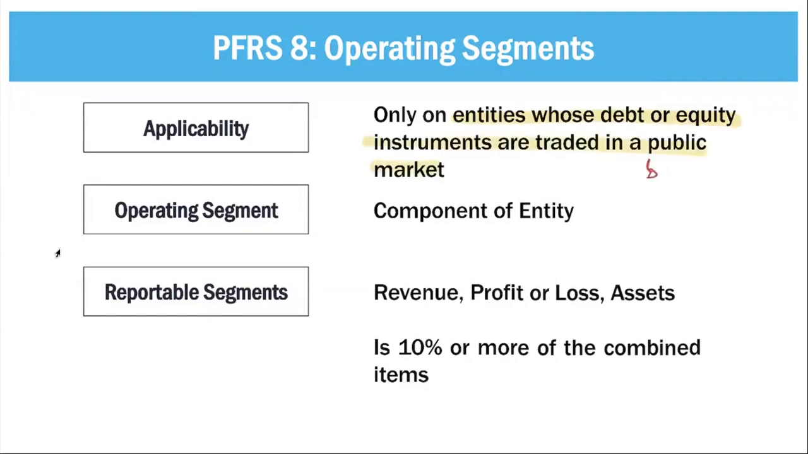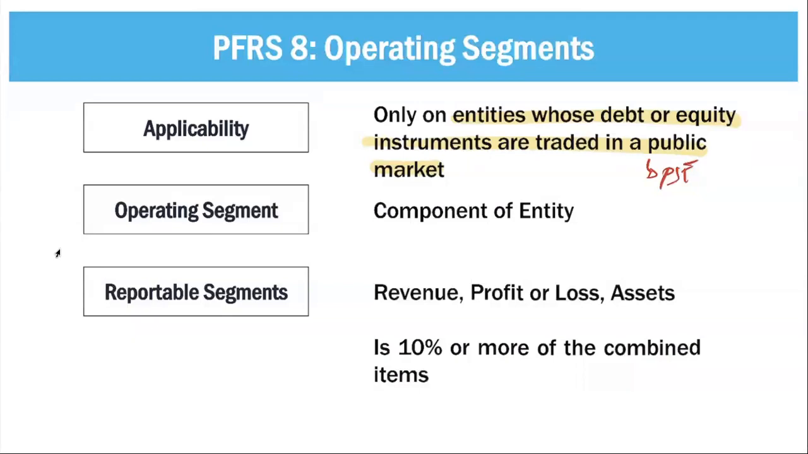So what is our public market in the Philippines? Your Philippine Stock Exchange. So once a company is trading in the public market, in short, they are listed in the public market. Example, Jollibee, McDonald's, San Miguel Corporation, those items are traded in the public market. They apply PFRS 8. But the question is, what is an operating segment?